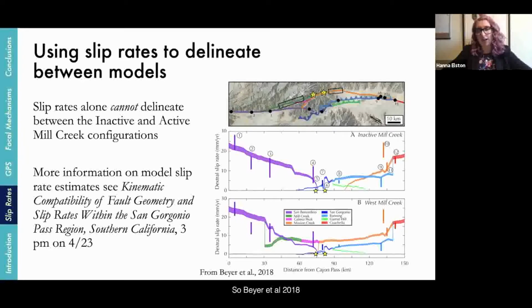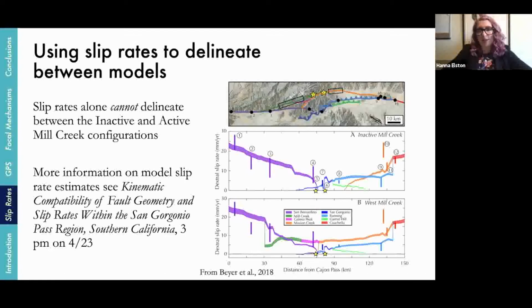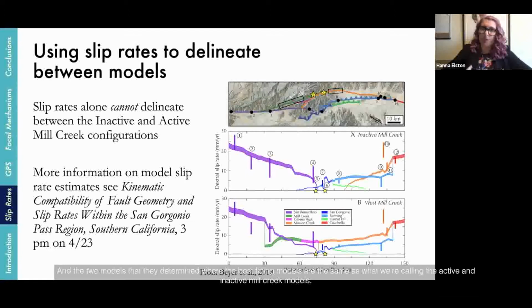Beyer et al. 2018 conducted a study where they tested 6 plausible geometries for this same region. They found that there were 2 geometries that better matched the geologic slip rate observations than the other 4, but they could not delineate between these 2 configurations. The 2 models that they determined were the best fitting are the same as what we're calling the active and inactive Mill Creek models.